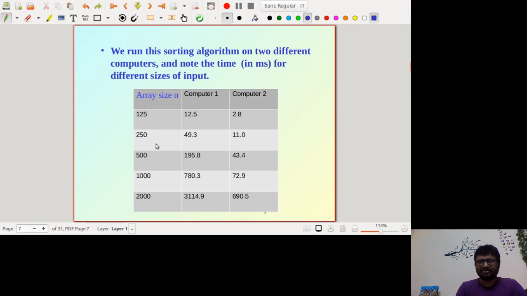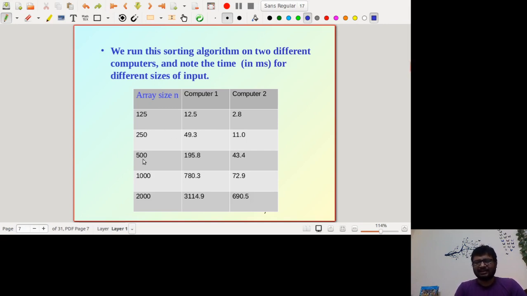So here, for instance, let's look at the second column that corresponds to computer 1. On arrays of size 125, it takes 12.5 milliseconds. On arrays of size 250, it takes 49.3 milliseconds. So the array size has gone up by a factor of 2. 250 is twice 125. But the computation time has gone up by a lot more than a factor of 2. It has gone up roughly by a factor of 4, if you observe. Roughly speaking, not exactly.